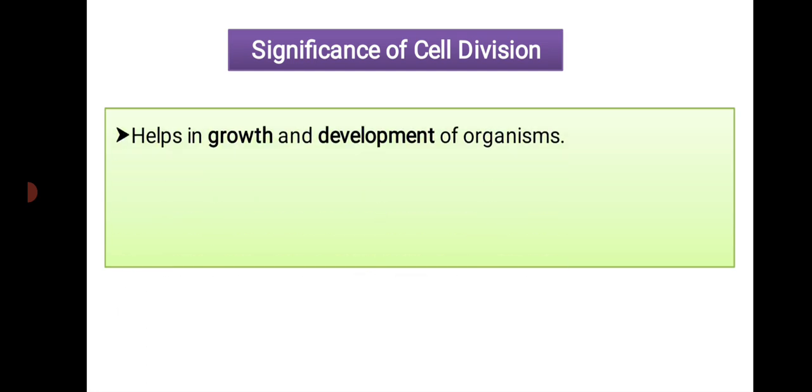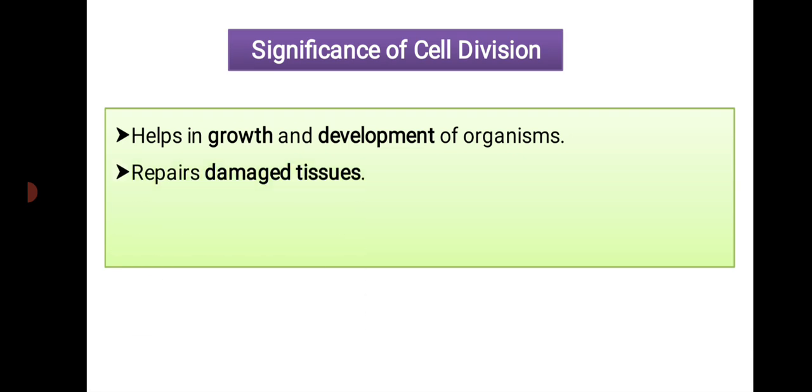Next we'll study the significance of cell division. Why is cell division important? Because it helps in growth and development of organisms. This is a very important content. Every organism has to grow and develop, so cell division plays a key role in the growth and development of organisms and repairs damaged tissue.